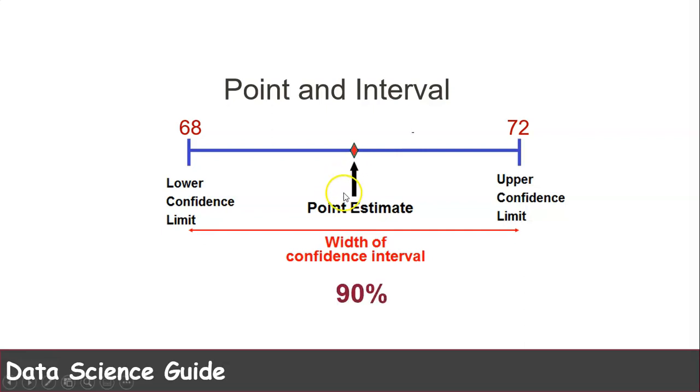For example, let's say that the point estimate is 70, and the lower confidence limit of that interval is 68, and the upper confidence limit is 72. So we call this the width of the confidence interval. We can say that at 90% confidence level, the average height of people in that community is something between 68 to 72 inches. So 70 is the point estimate, and 68 to 72 is the interval.